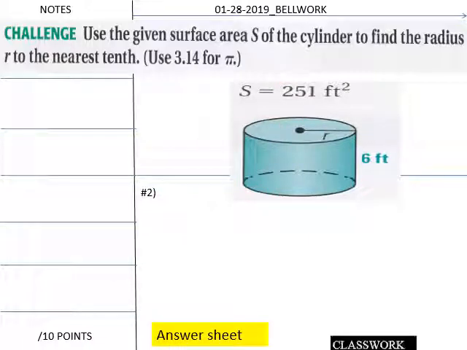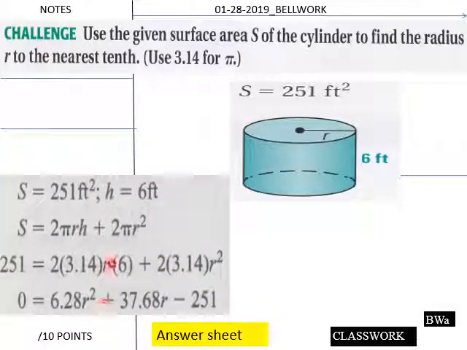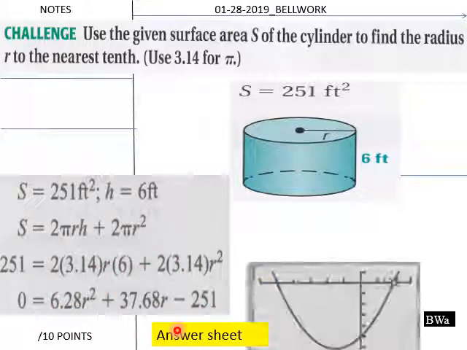Okay, welcome back. For the solution to our bell work today, here is our solution. We got the surface area 251 square feet, where height equals 6. So here's our formula for surface area of a cylinder. So we just plug in here pi r times 6 plus 2 times pi r squared.